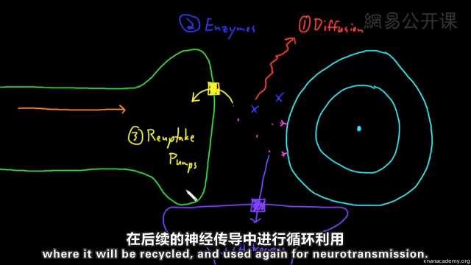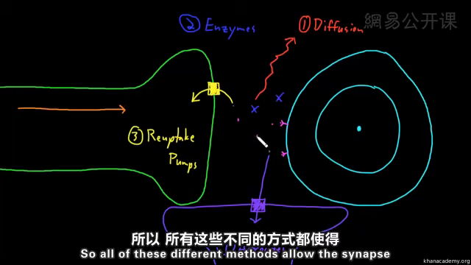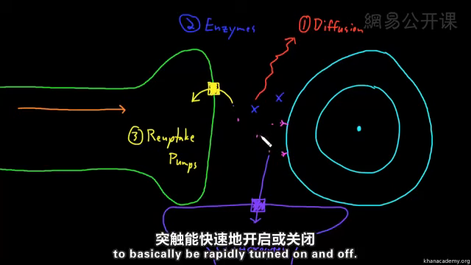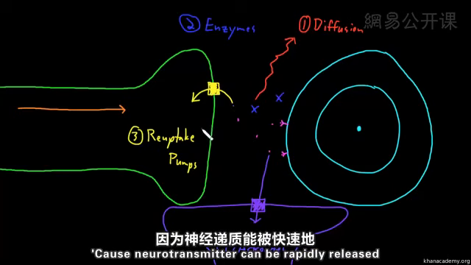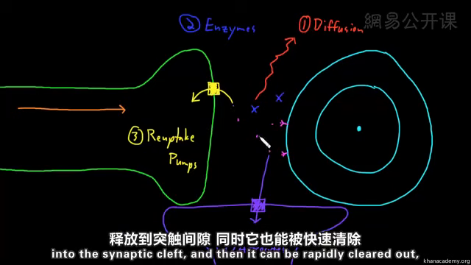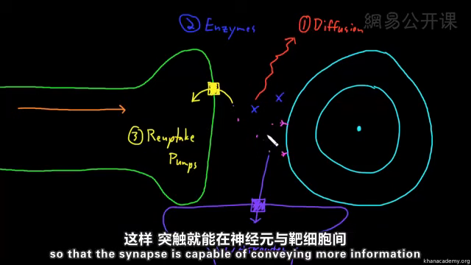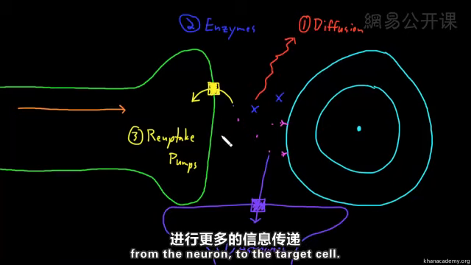where it will be recycled and used again for neurotransmission. So all of these different methods allow the synapse to basically be rapidly turned on and off, because neurotransmitter can be rapidly released into the synaptic cleft, and then it can be rapidly cleared out so that the synapse is capable of conveying more information from the neuron to the target cell.